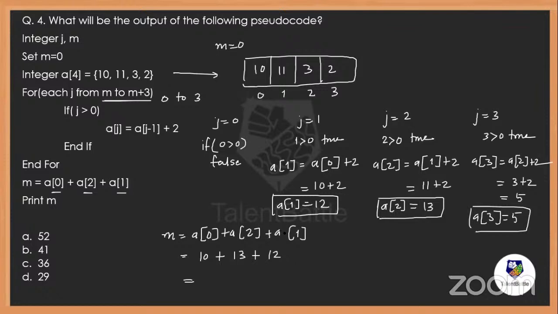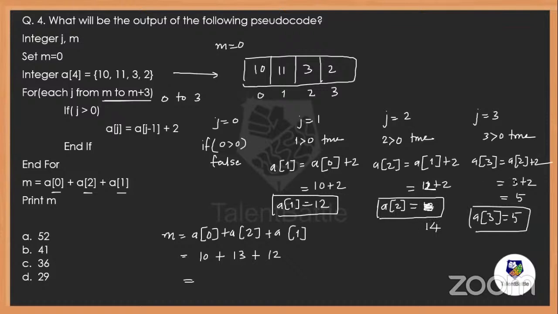Sorry, one mistake from my side. I have to consider the updated value which I calculated in the previous iteration when j was equal to 1. So instead of considering a of 1 as 11, I have to consider it here as 12. And due to that, my a of 2 will become 14. This is going to happen if you are not considering the updated value. So this will be 12 plus 2, and that is 14.